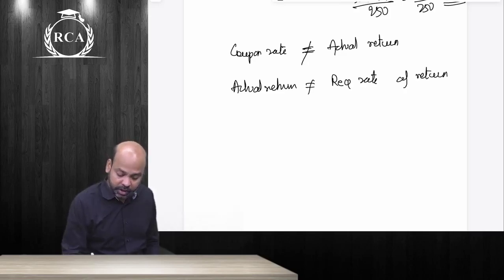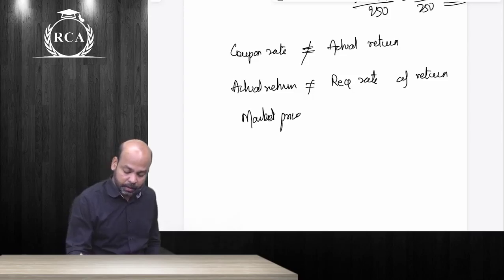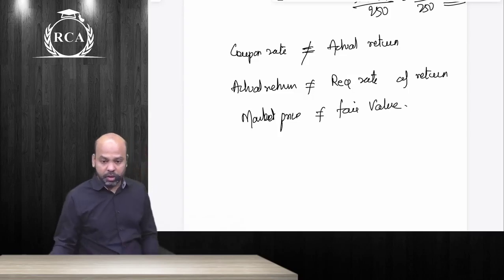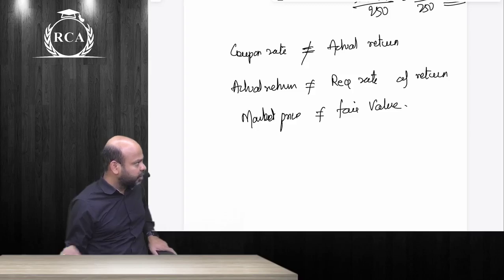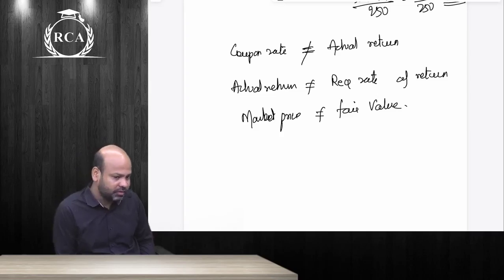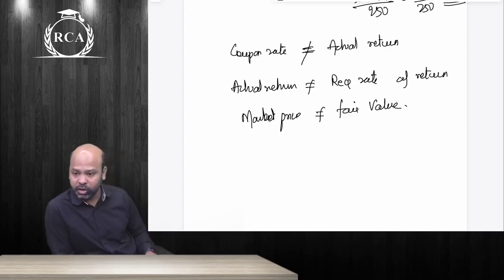That is why, beta, your current market price need not be equal to fair value or intrinsic value. If you're discounting cash flows at the required rate of return, you will arrive at the fair value of a bond. If you use the current market price and compute your return, you will arrive at the actual return. If a bond is trading at, say, 920 rupees, I use that 920 rupees to arrive at the return that I have generated. I will be computing what? The actual return that I'm realizing from that bond.